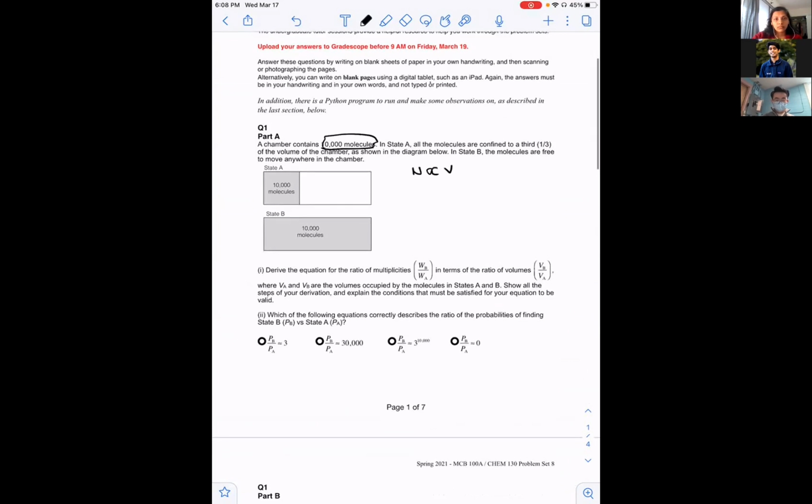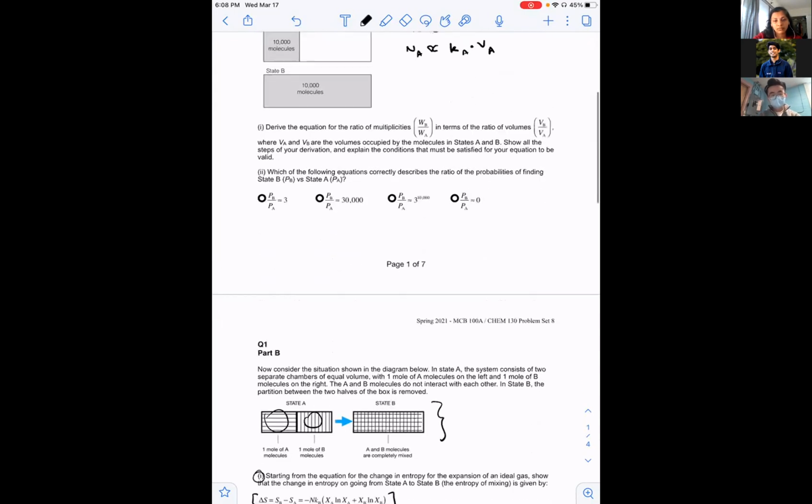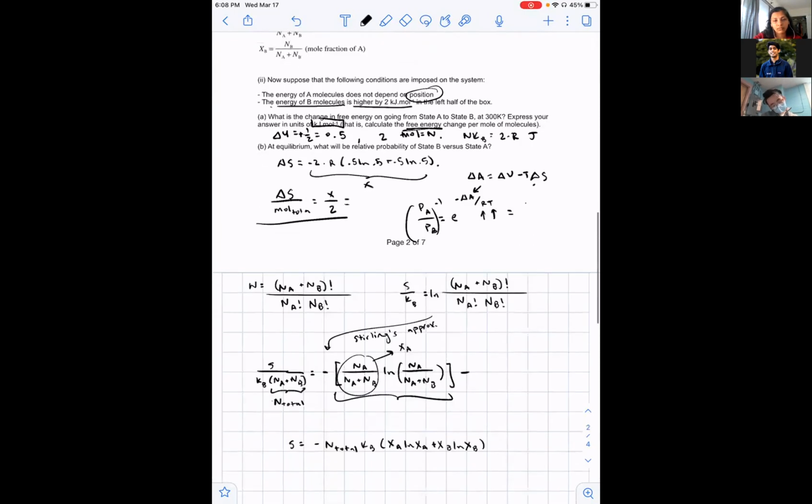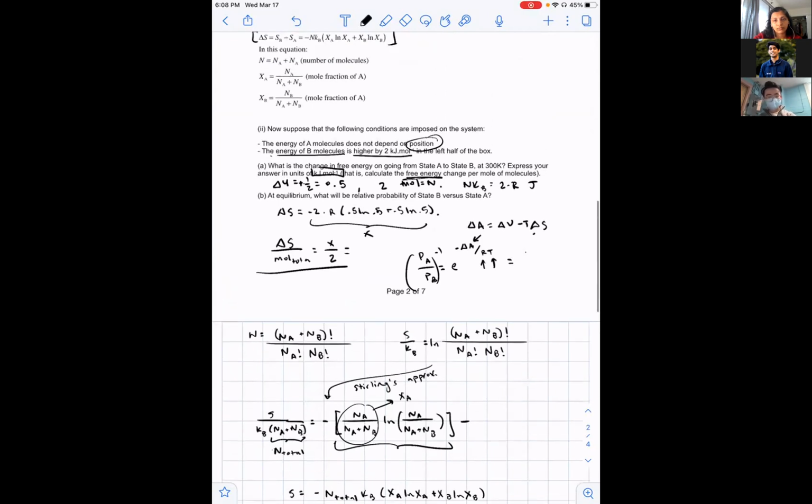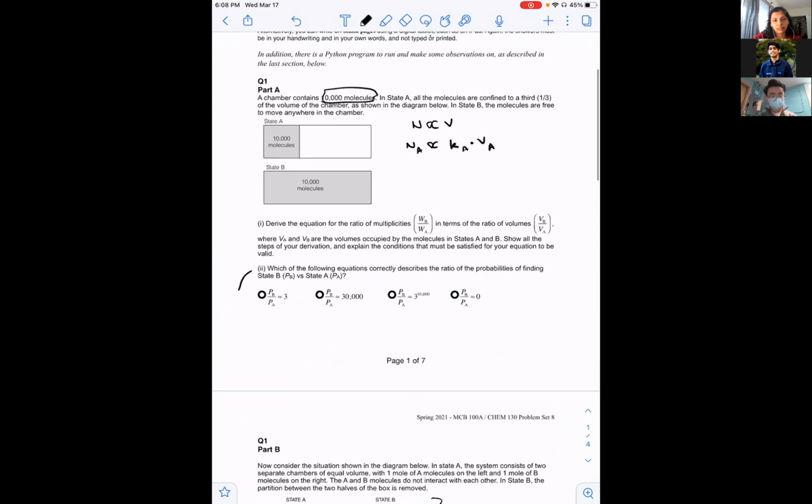So we can represent the number of molecules in A as proportional to some constant, I'll just call it K_A, times the volume of A. And then we can use the similar stuff that we did with entropy of mixing down here to simplify, and then apply Stirling's approximation to find the ratio of multiplicities in the system. And then for part 2 of this question, we are just plugging a value into the equation we derived in part A. And that's that.